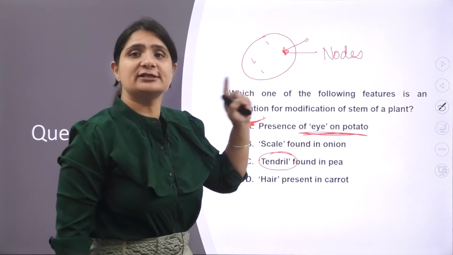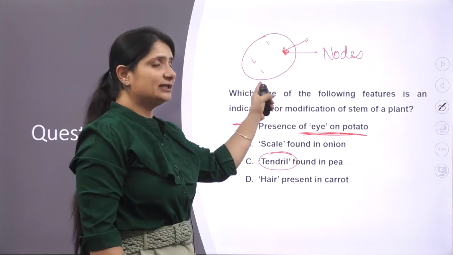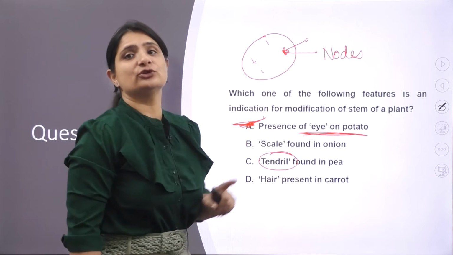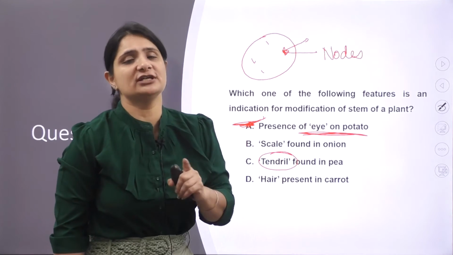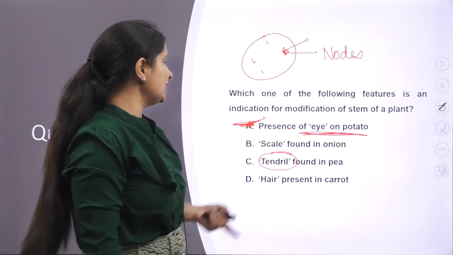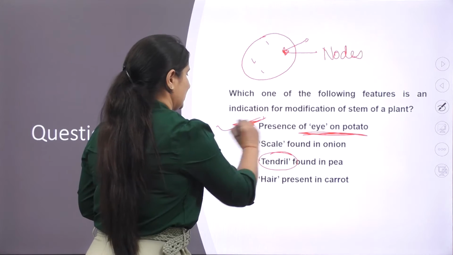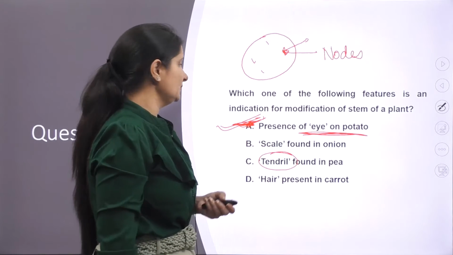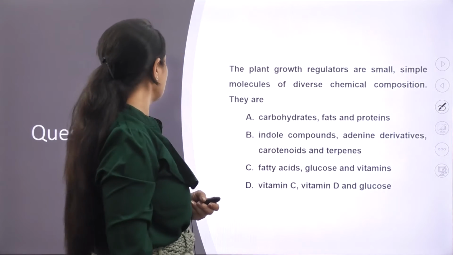So potato is underground stem which has nodes and internodes, और इन्हीं nodes से arise होती है eye of the potato which is used for the vegetative propagation of plant. Is that clear? So answer is option A. We move on to the next question, question number 5.